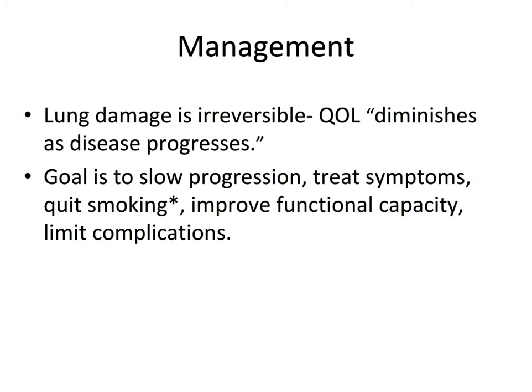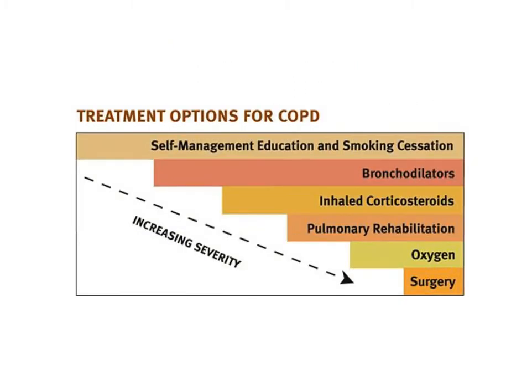Like some of the other conditions we've talked about, lung damage is irreversible, so the goal of treatment is to maintain quality of life and slow disease progression. Often symptoms are treated and people are encouraged to make positive life changes that will enhance their functional capacity and limit complications. Some good examples are quitting smoking, exercising, and other wellness approaches. Some of the more common methods of treating COPD are displayed in this chart, including wellness education, pulmonary rehabilitation, oxygen, or even surgery as the disease progresses. On the next slide, I'll go through what each of these means a little bit more detailed.